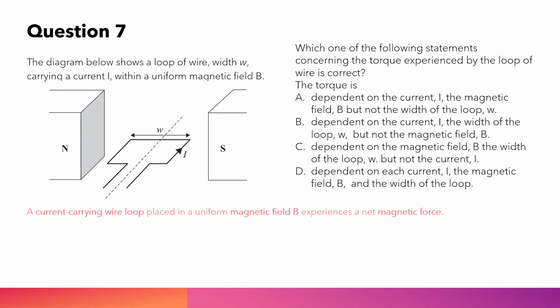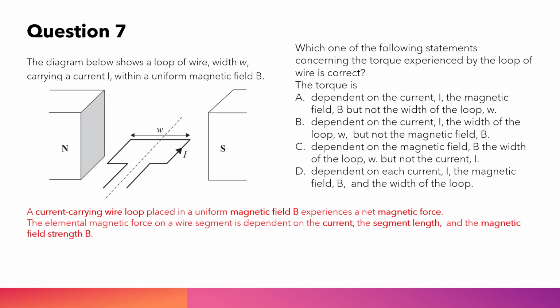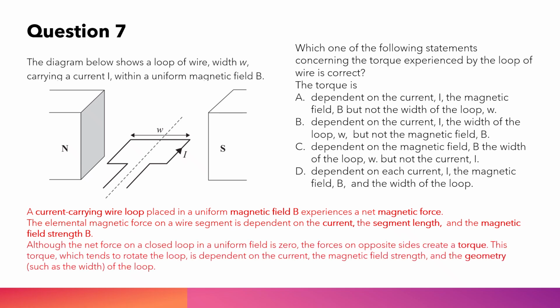A current-carrying wire loop placed in a uniform magnetic field B experiences a net magnetic force. The elemental magnetic force on a wire segment is dependent on the current, the segment length, and the magnetic field strength B. Although the net force on a closed loop in a uniform field is zero, the forces on opposite sides create a torque. This torque, which tends to rotate the loop, is dependent on the current, the magnetic field strength, and the geometry, such as the width of the loop.